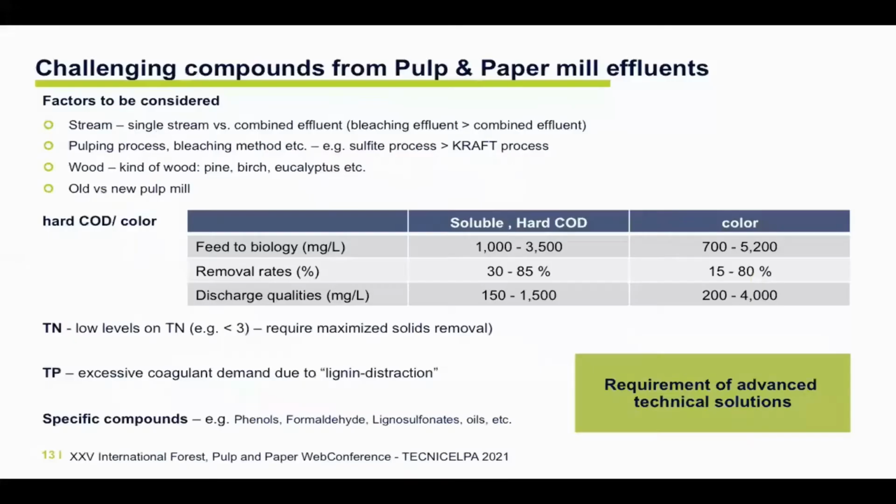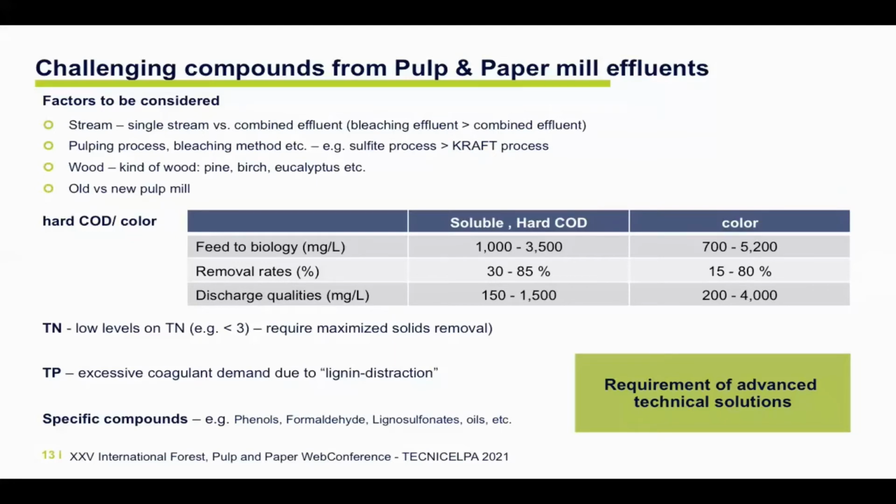The experience we have in the pulp and paper industry. So Suez has worked with different streams, either a single stream like the bleaching stream or a combined effluent like the final wastewater. We are aware of the impact of the different pulping processes or bleaching methods. For example, the sulfide process leads to higher loaded effluents than the kraft process. We are also aware, as different studies were undertaken, of the impact of the wood, of the raw material, either it's pine, birch or eucalyptus.